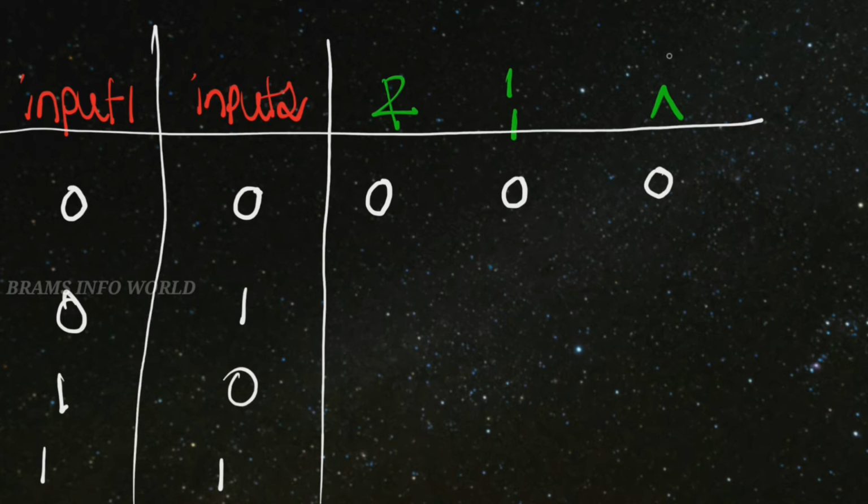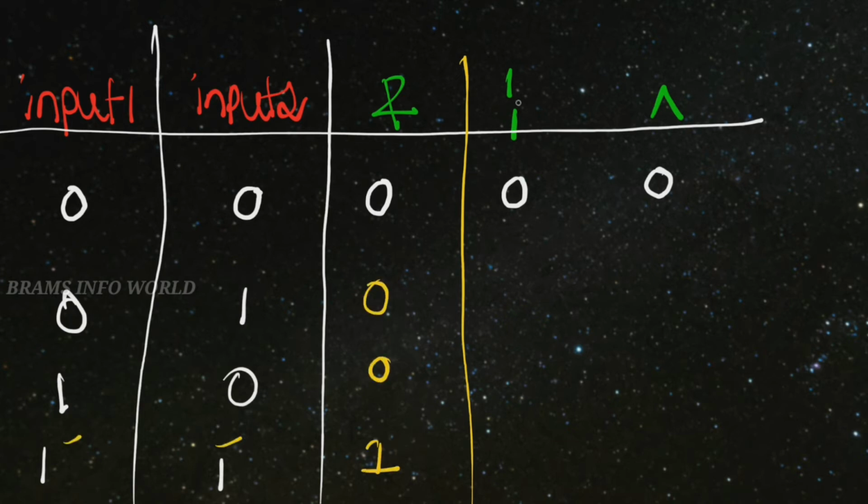So let us go through the next one, 0 1. 0 1 means what? One is false and the other one is true. For bitwise AND, only if both are true is the result true. In all the remaining cases the result is false. For bitwise OR, if any one is true, the result is true. So 0 1 gives 1, 1 0 gives 1, 1 1 gives 1.